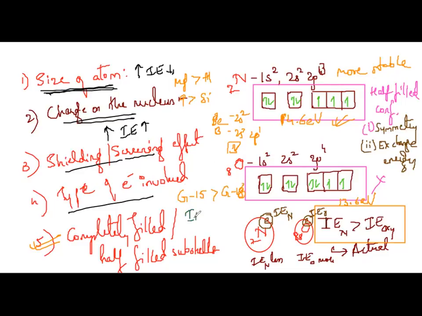The ionization energies of group 15 are more than the ionization energies of group 16, though the atomic size of group 15 is more than the atomic size of group 16. The reason is that completely filled or half filled subshells are more stable. Removing electrons from completely filled or half filled subshells becomes more and more difficult.